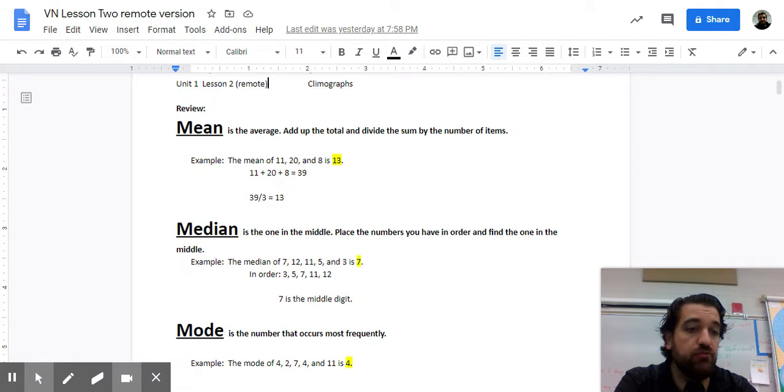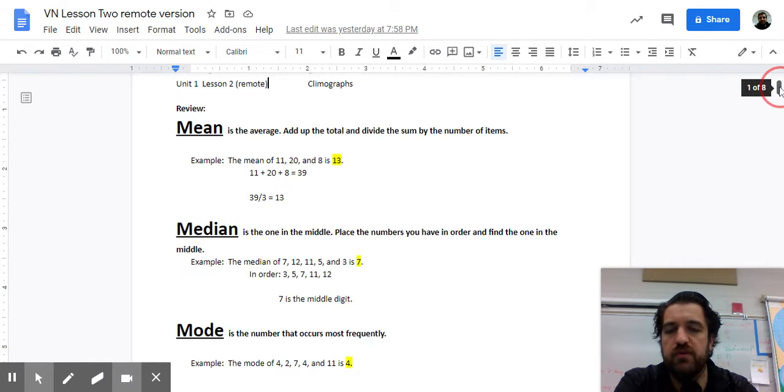So mean, again, is the average. You'll probably hear that a lot from me. Whenever I say average, I might just give it to you without going through the process, but the process is you add up all the numbers, you find the sum, and then you divide by however many numbers there are. So here's an example for you.